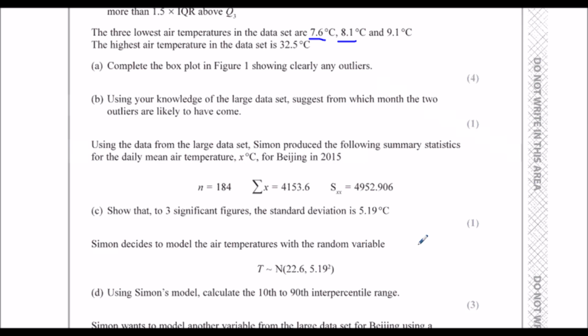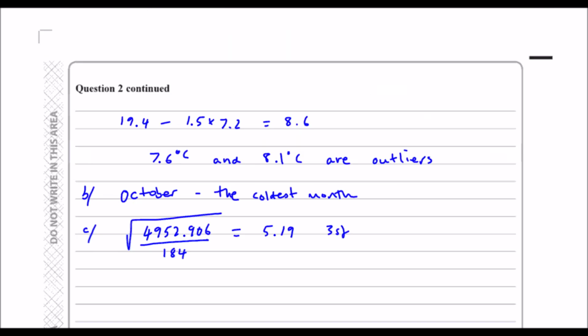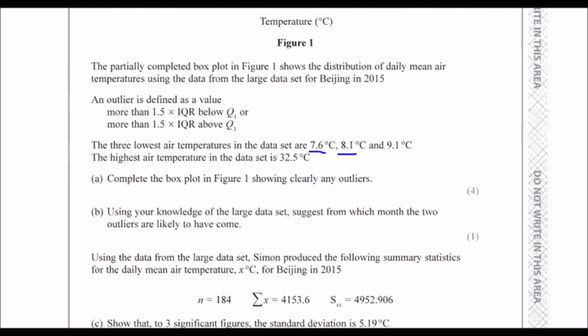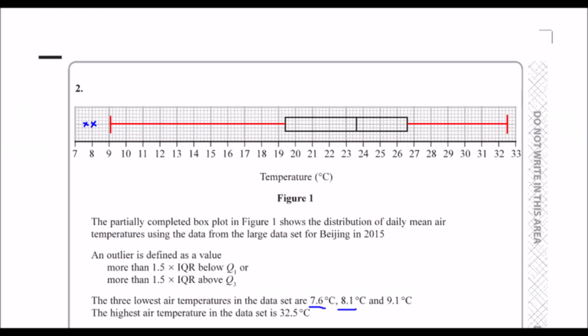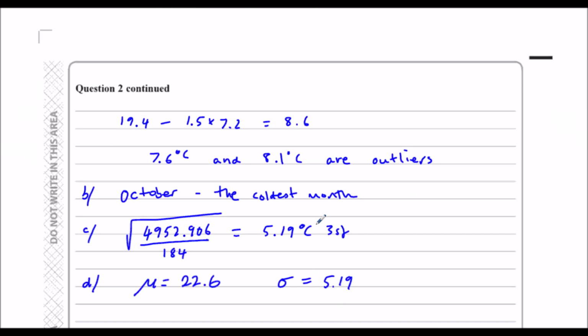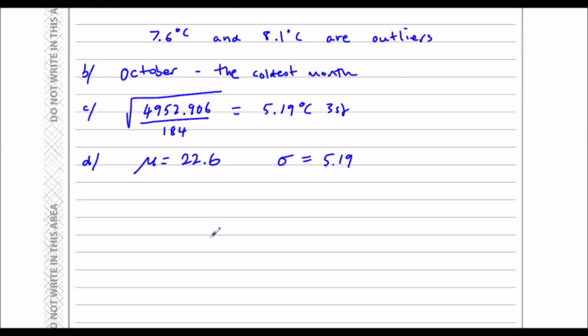Simon decides to model the air temperatures with the random variable T, distributed normally with a mean of 22.6 and a variance of 5.19 squared, so a standard deviation of 5.19. Using Simon's model, calculate the 10th to 90th percentile range. So we've got a normal distribution, and we know the mean and the standard deviation. The mean is 22.6, and the standard deviation is 5.19. So we want the 10th to 90th percentile.